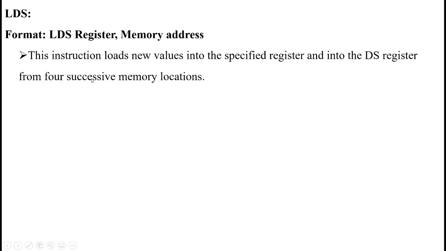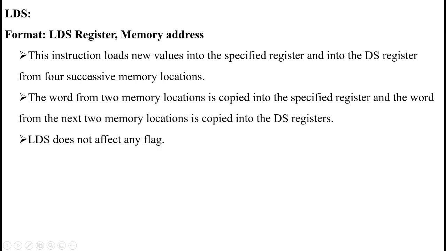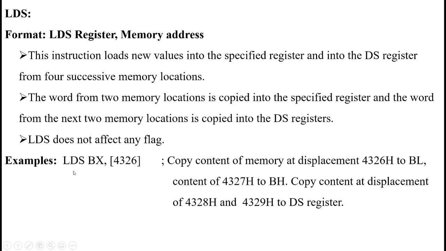You can see the example, LDS BX comma, in brackets, 4326. This 4326 within the brackets is represented as a memory address. In this address I have data. In that data, the first 16-bit data will be loaded into the BX register, and the next 16-bit data will be loaded into the data segment register. That is the meaning of LDS here.